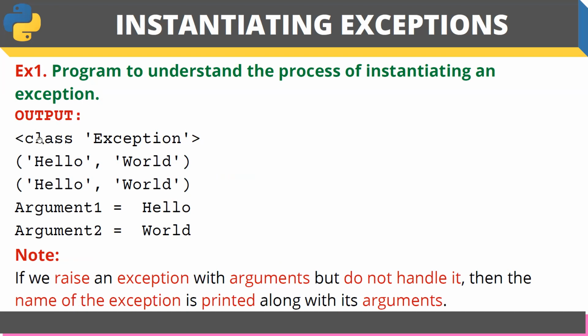Whenever we execute this program, it will print class Exception, hello world, and argument 1 equal to hello, and argument 2 equal to world. Okay, here we have to note an important point: if we raise an exception with arguments but do not handle it, then the name of the exception is printed along with its arguments.